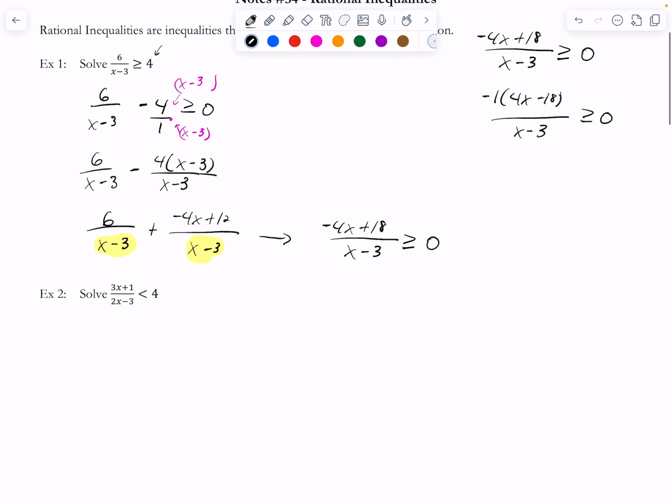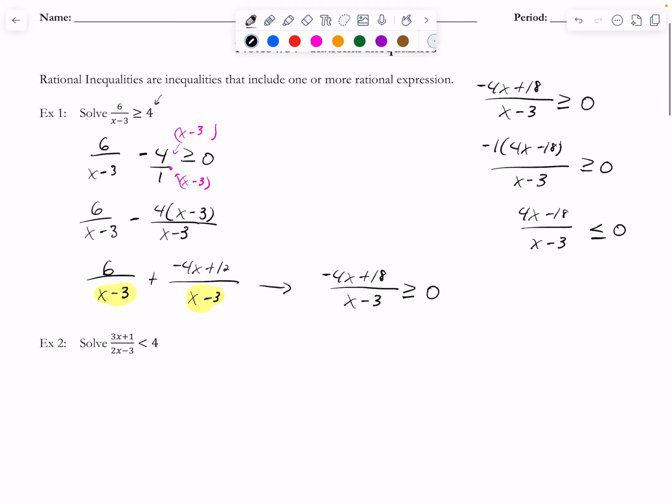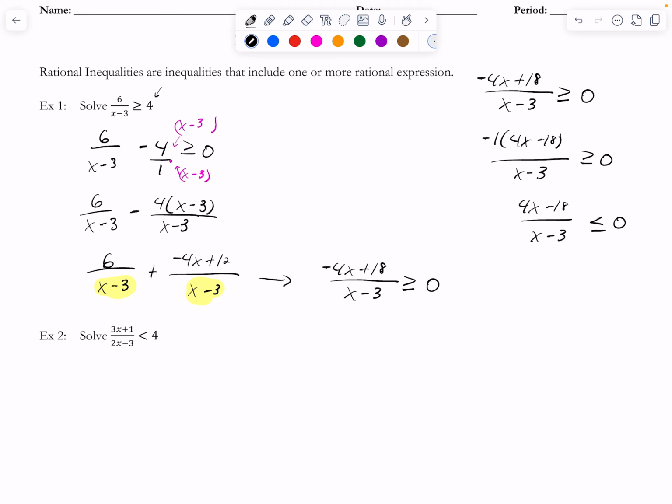And I'm going to move it to the other side with division. You'll notice that 0 divided by negative 1 is going to be 0 again. But if I divide by a negative or multiply by a negative, I need to change the inequality symbol. Okay, so now from here, I'm going to draw a number line.